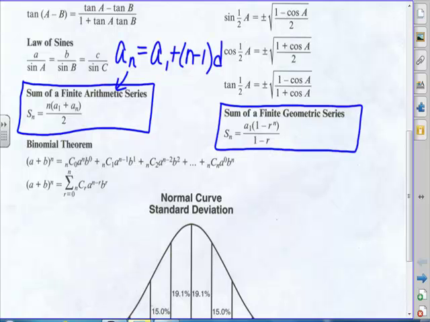And similar to that, then on a geometric, if you want to find any term, as long as you know what the first term is and you continuously multiply by your common ratio one less time than the position you want to get to, you can find any term in the sequence.